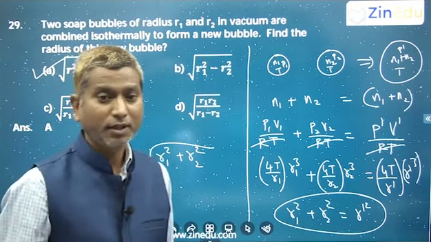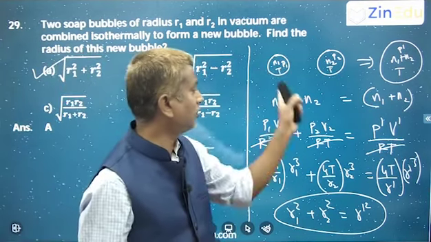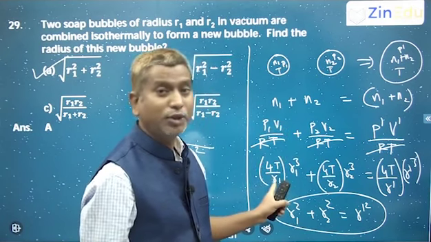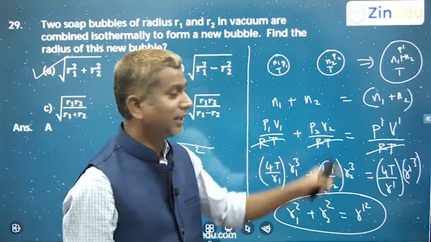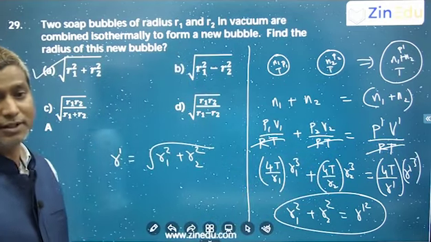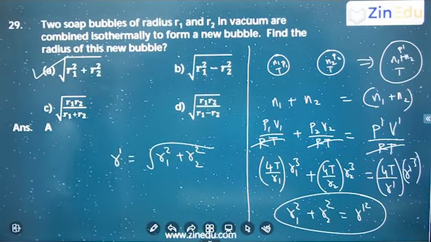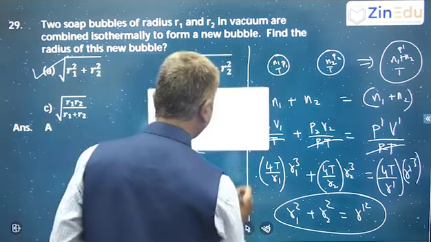Clear? So inside pressure is equal to outside pressure plus 4T by R. So excess pressure inside a soap bubble, that concept and the ideal gas equation concept, we are taking in this particular question. Right? So we'll go to the next question.